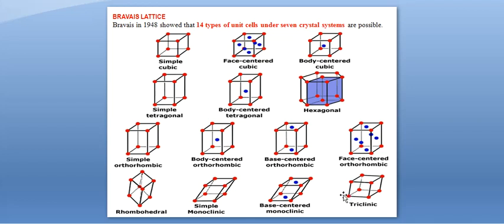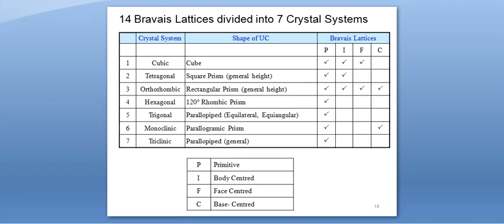In the case of triclinic, only the simple triclinic is available. So these are the Bravais lattices. There are 14 types of unit cell under 7 crystal systems possible. So this is the table which shows the Bravais lattices. For example, cubic crystal: simple, body centered and face centered. Only 3 Bravais lattices are available.